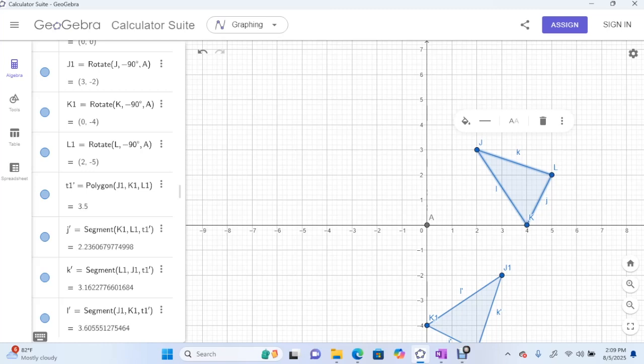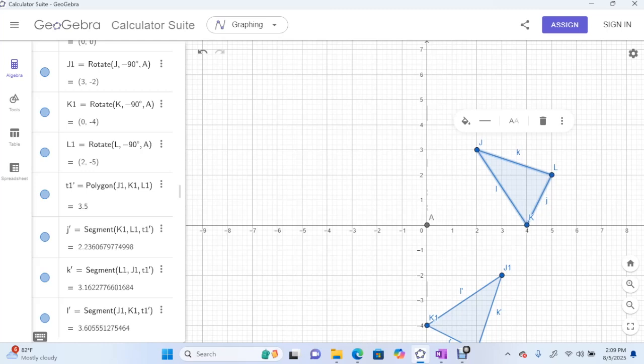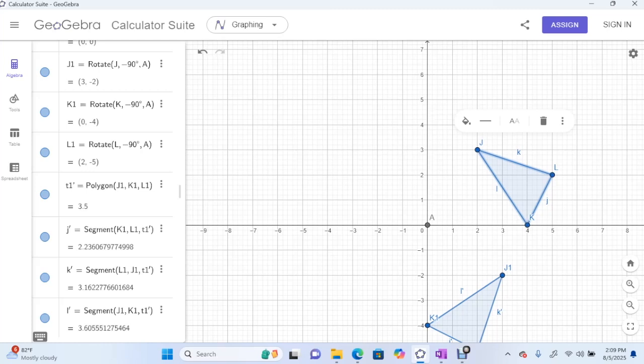We are going to reflect it, and we are going to use the y-axis as our mirror line. So it's more like you standing here at JKL and then placing a mirror on this y-axis. You will see that your image will be back here, like where I have the cursor, where I'm clicking right now. This is where your image is going to be.